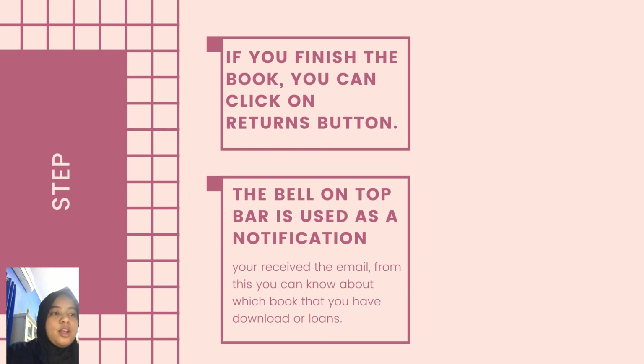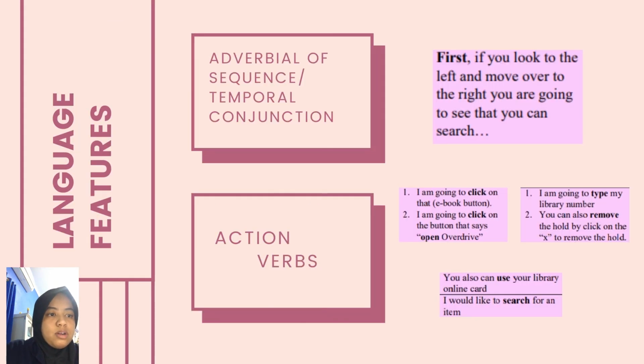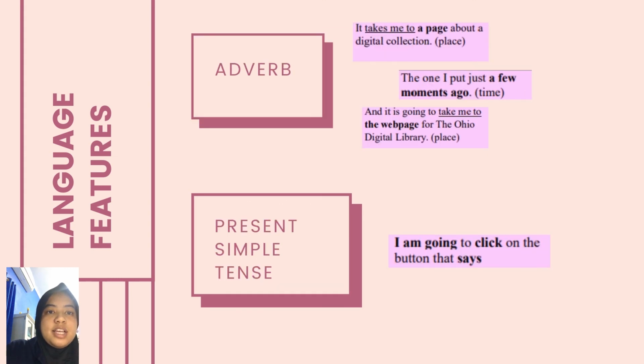And then we are going to the language features. For the adverbial of sequence or temporal conjunction, it is first. If you look to the left and move over to the right, you are going to see that you can search. And then for the adverb, it takes me to a page about the digital collection. And it is going to take me to the web page for the Ohio Digital Library. And the last one is the one I put just a few moments ago.